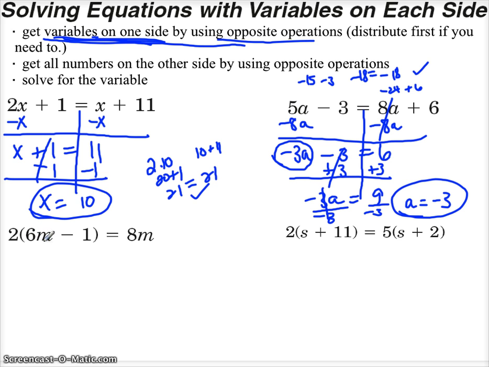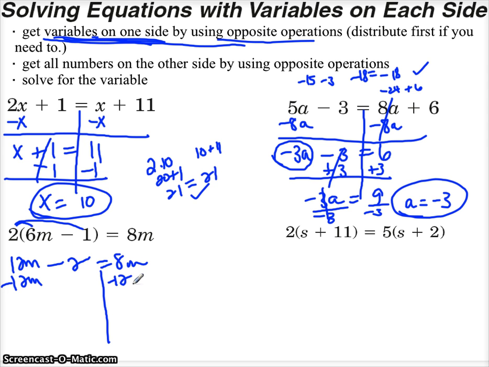2 times 6m minus 1 equals 8m. Distribute first. 2 times 6m is 12m. Minus 2 times 1 is 2 equals 8m. Now that I just told you always get all your variables on the left, this one, 8m is by itself over to the right. So what I'm going to do is bring 12m over there. 12m minus 12m cancels. You have negative 2. 8 minus 12 is negative 4m.